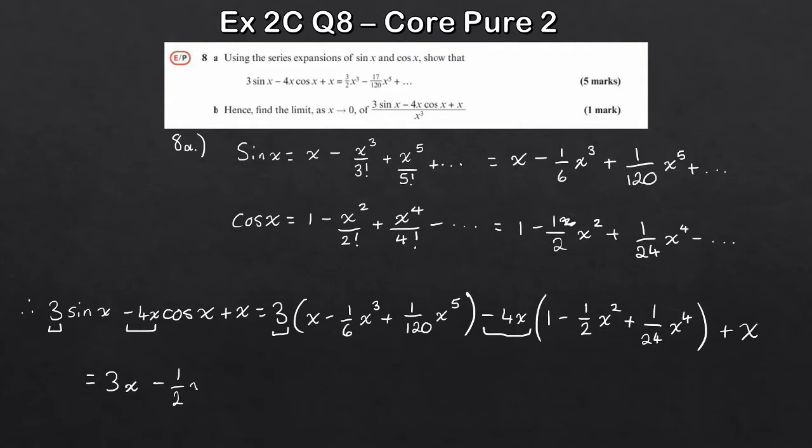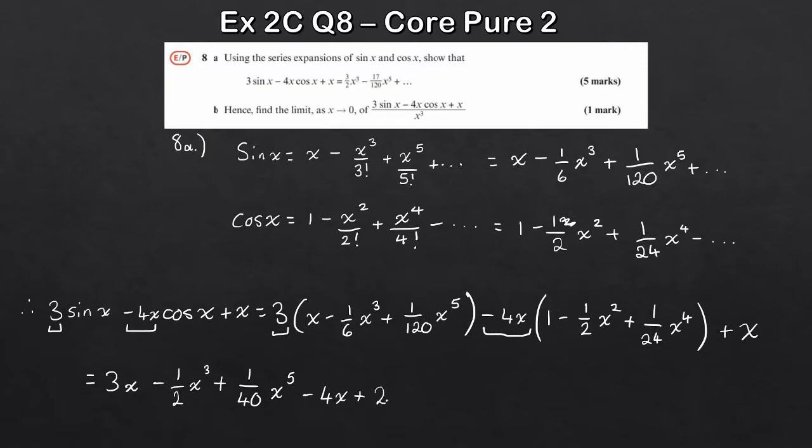Minus a half x cubed. And then 3 times 1 over 120, so that'll be 3 over 120, so we can simplify that as 1 over 40, so plus 1 over 40 x to the 5. Carry on again now. So minus 4x times 1, so that's minus 4x. Minus 4x times minus 1 over 2x squared, so that'll be 2x cubed.